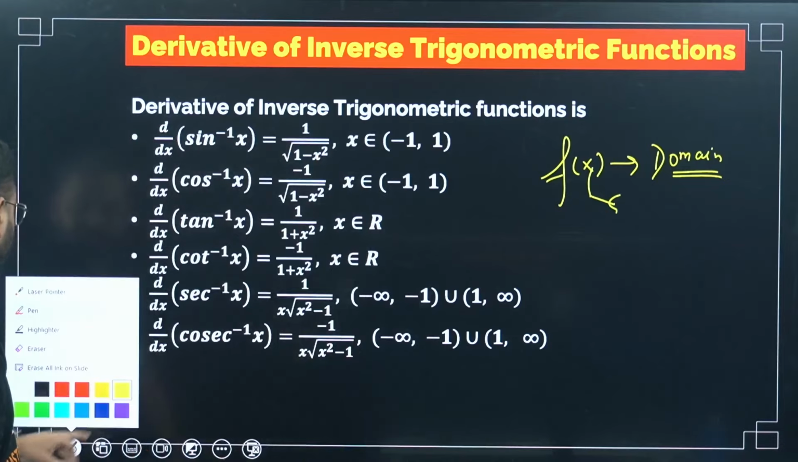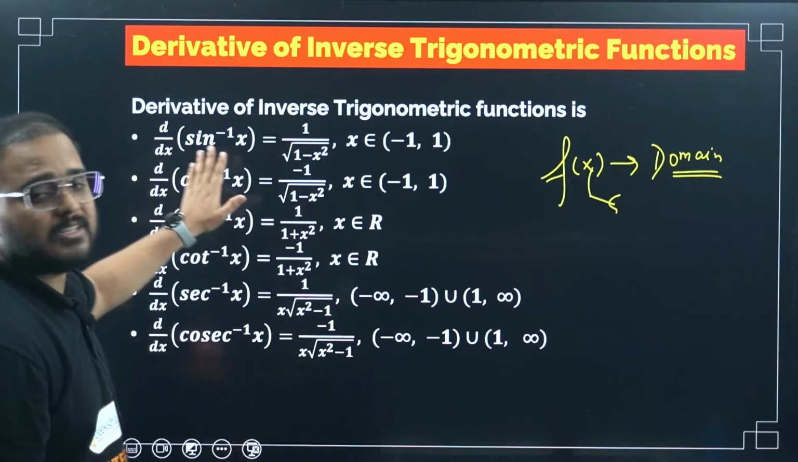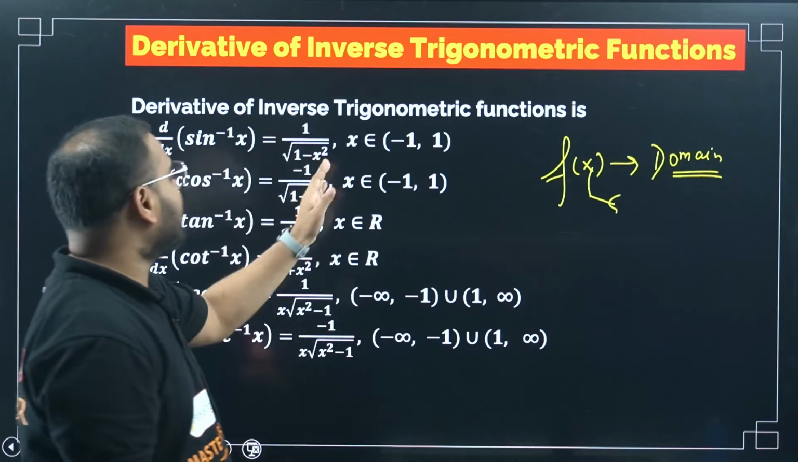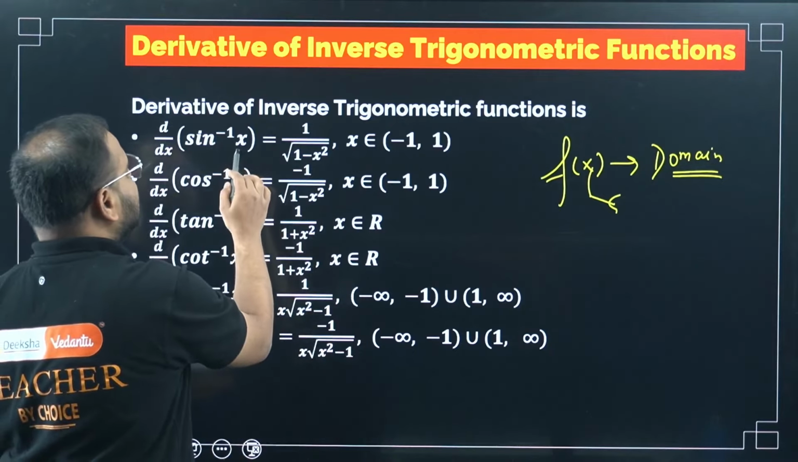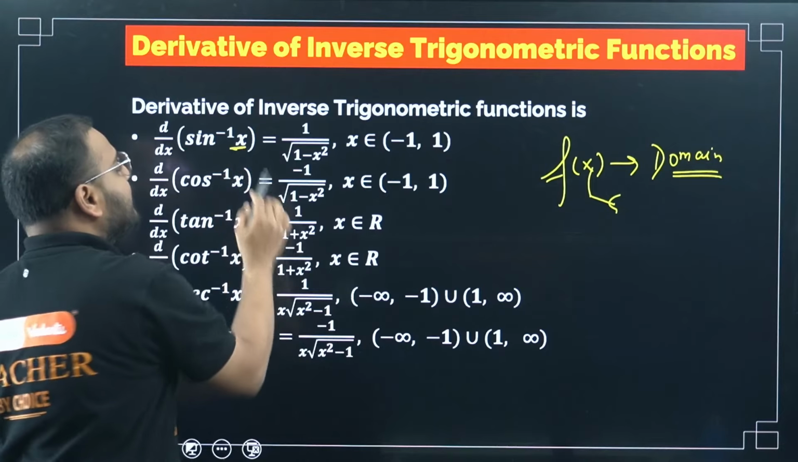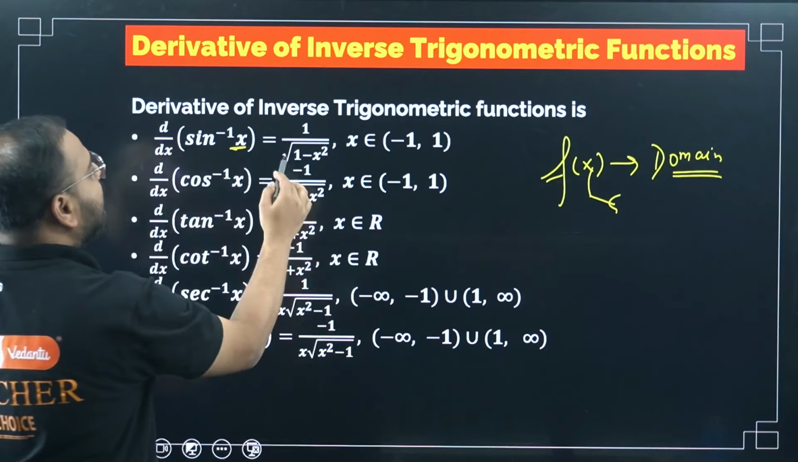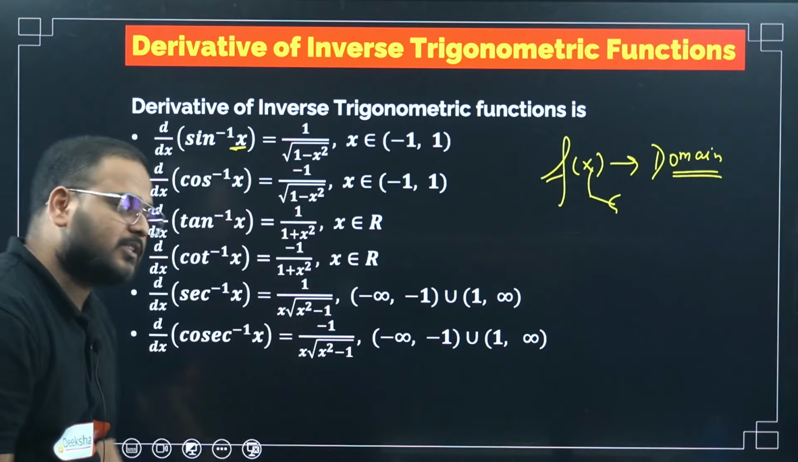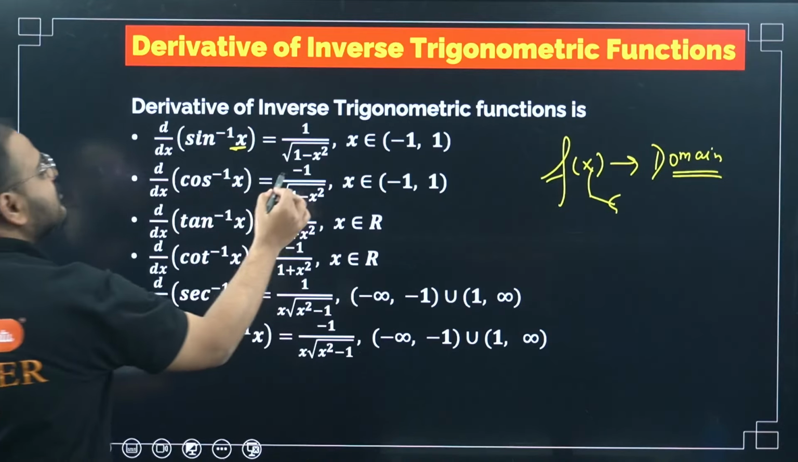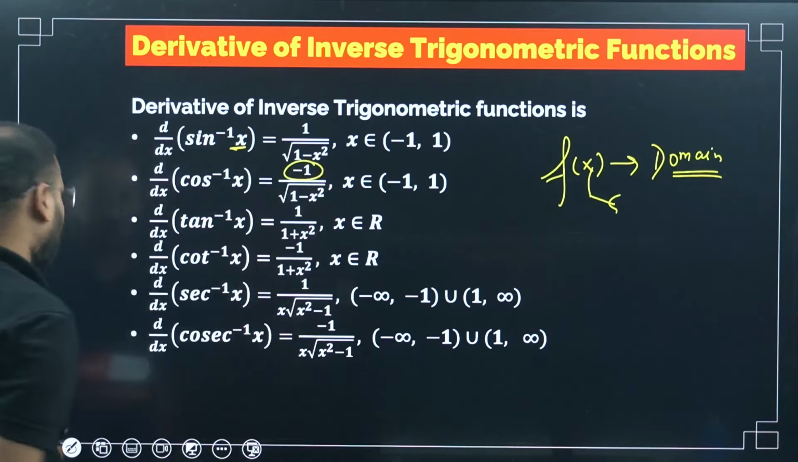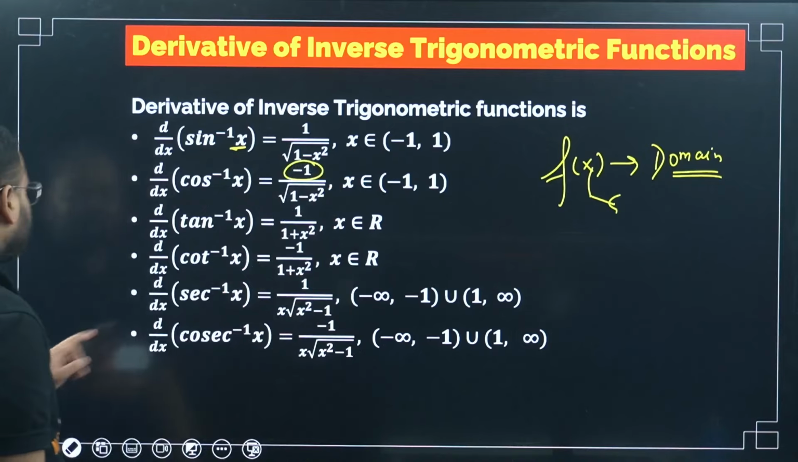For the first one, sine inverse, what is there? 1 upon root of 1 minus x square. Sine inverse is operating on the variable x, so that variable will come in the root like this: 1 minus x square. What about cos inverse? Simply a minus sign is added. Only the minus sign is added. Please check.